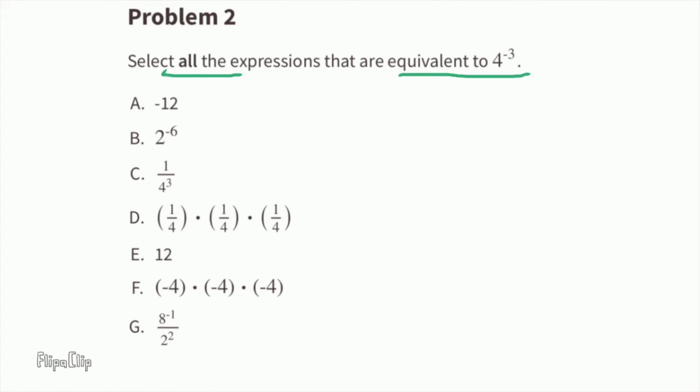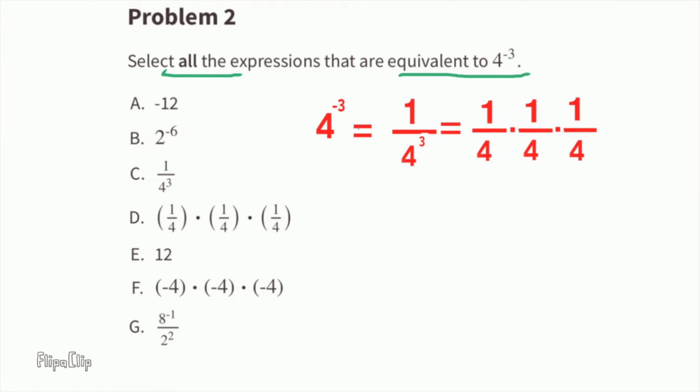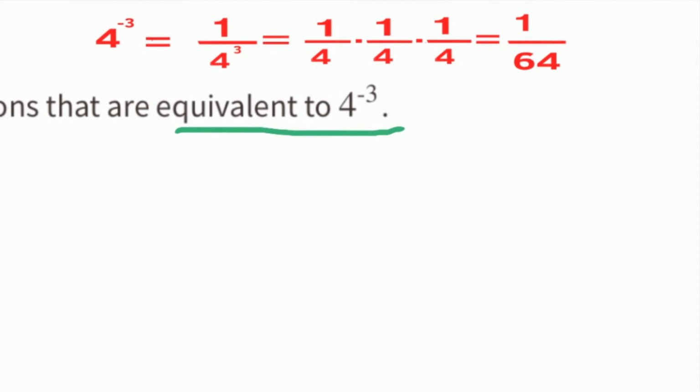Problem number 2. Select all the expressions that are equivalent to 4 to the power of negative 3. 4 to the power of negative 3 can be written as 1 over 4 to the power of positive 3. And that can be expressed as 1/4 times 1/4 times 1/4. And that's equal to 1 over 64.